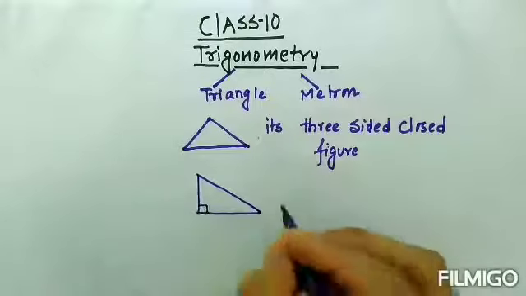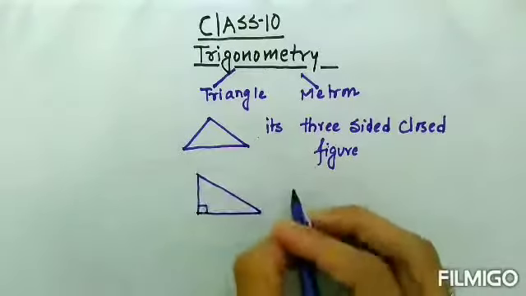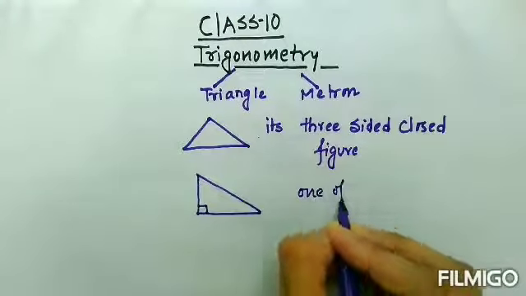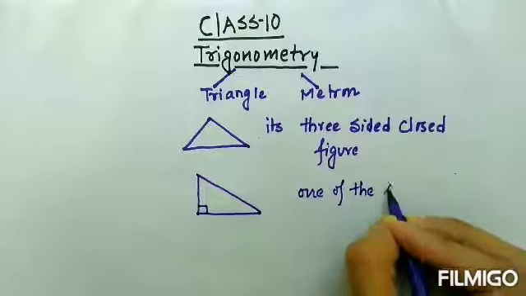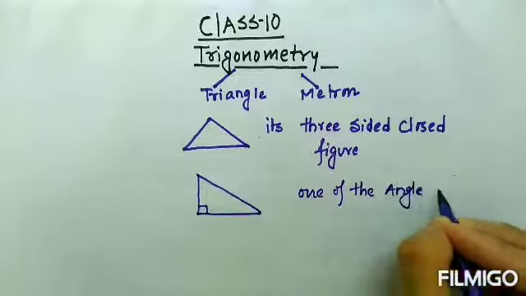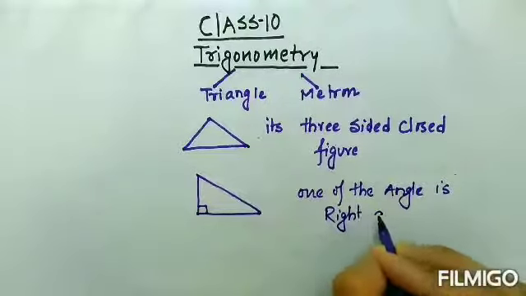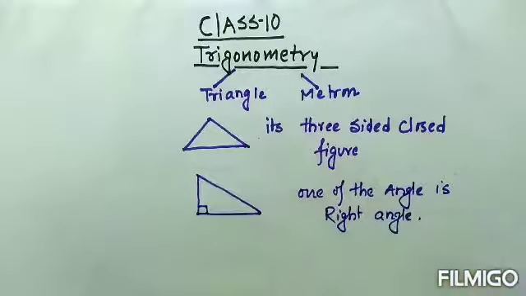This is a right angle triangle. What is a right angle triangle? The triangle in which one of the angles is a right angle is called a right angle triangle. In this chapter, in the syllabus of class 10, we will only deal with this type of triangle, that is the right angle triangle.